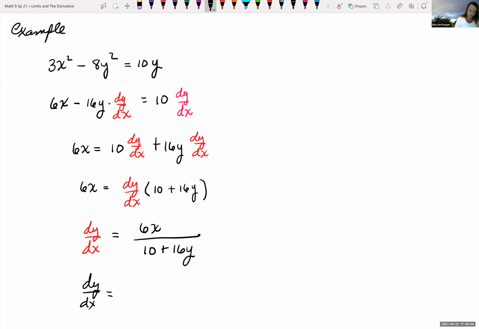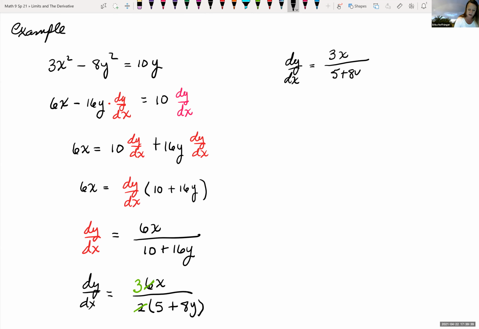Usually we want things in simplified form. I noticed that in the denominator, we could pull out a 2. If we pull out a 2 from the 10, we're left with 5, plus pulling out a 2 from 16y, we're left with 8y. And now I notice that 2 can simplify and goes into 6 3 times. So we find our answer is 3x all over 5 plus 8y.